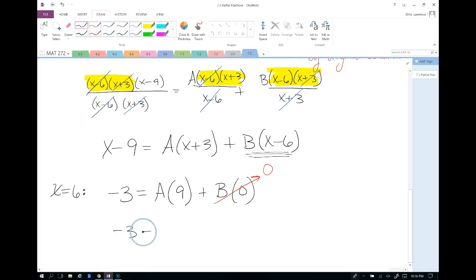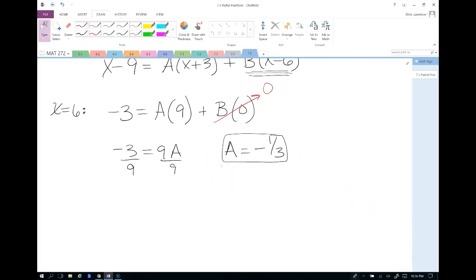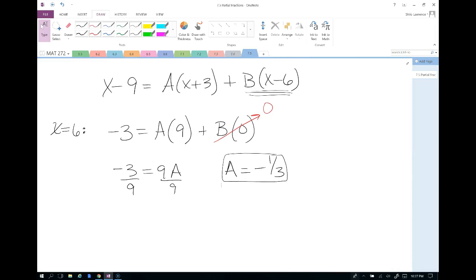So I've got negative 3 equals 9a, and we just have to divide the 9 over. So a must be negative 1/3 when we simplify. That's not my answer, but I'm boxing it just so I can find it later. So we're going to do the same thing again, but this time I'm going to zero out my a term. So there's a specific x value I can plug in that will zero out a times x plus 3. And that's x equals negative 3.